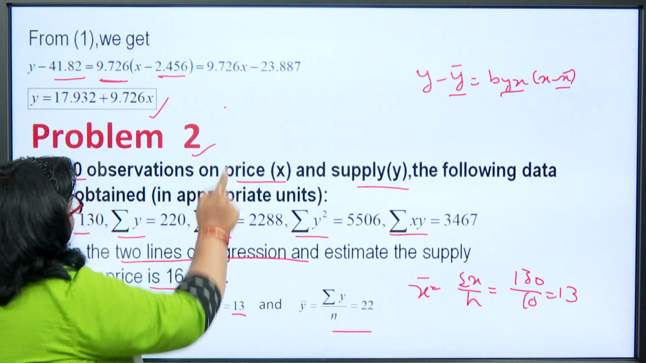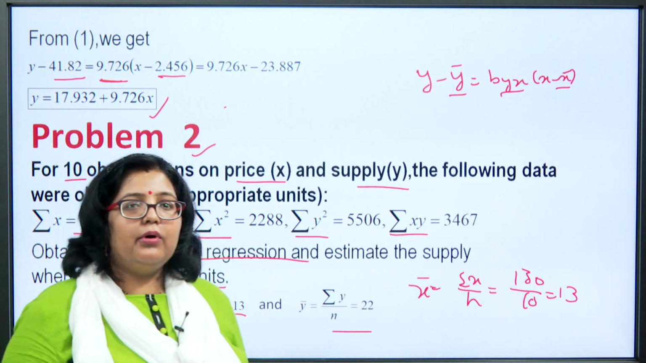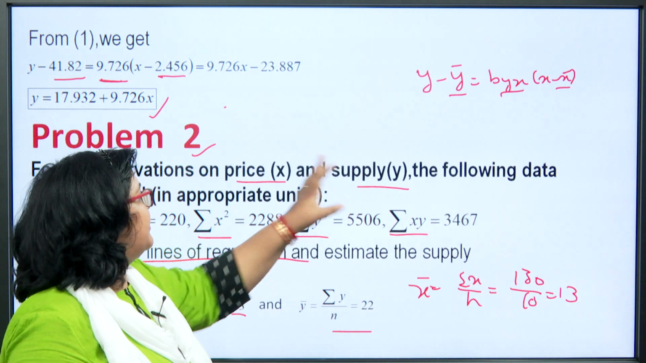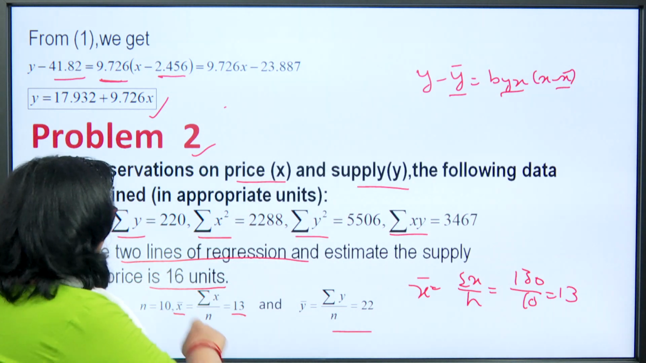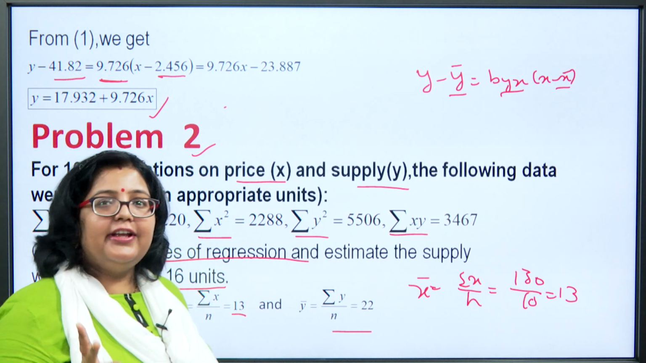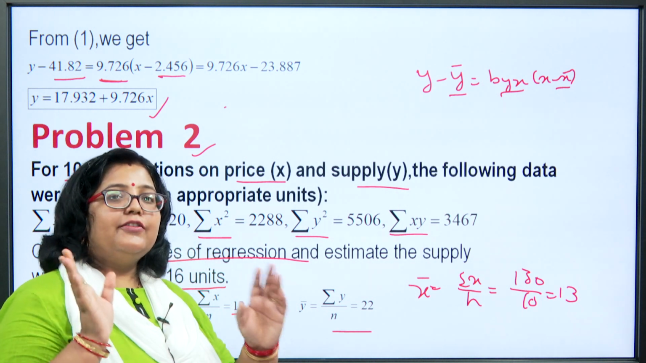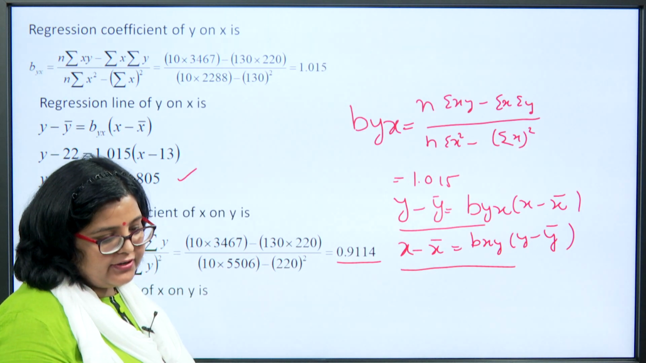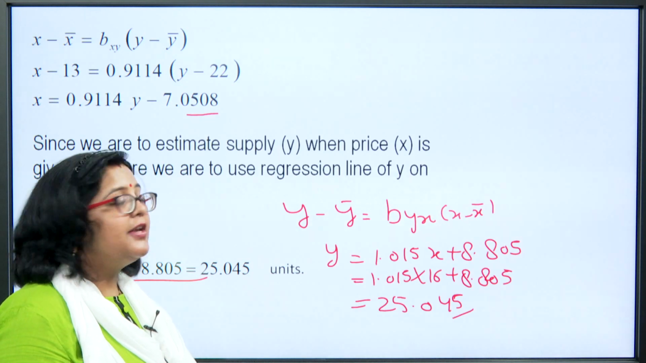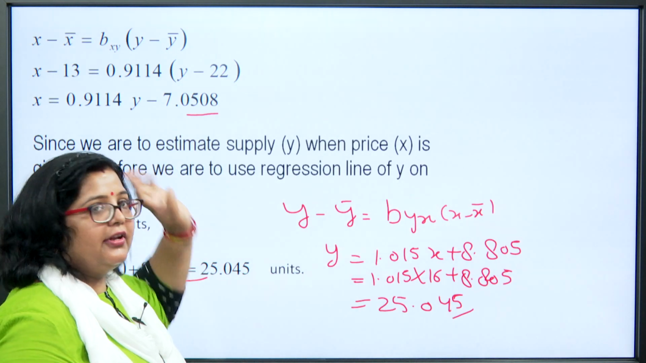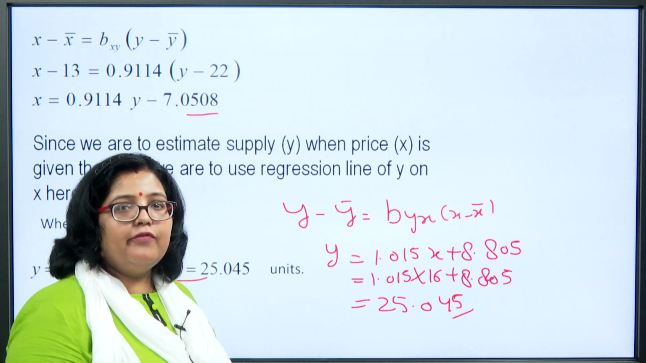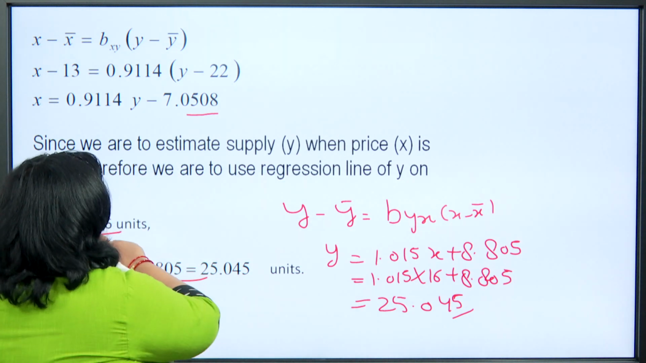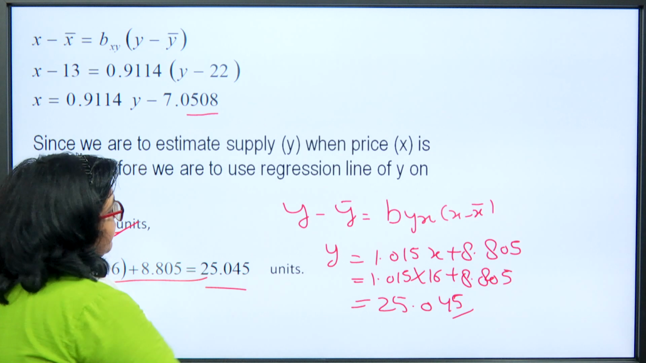And in problem 2, what will we do? Here n is 10, with x and y. We find the lines of regression. First we write the lines of regression, y on x and x on y, solve them to find the values of the coefficients, and put them in the equations to get the lines of regression. The second part: the value of x is 16, what is the value of y? We put the value of x in the equation and find the value of y.